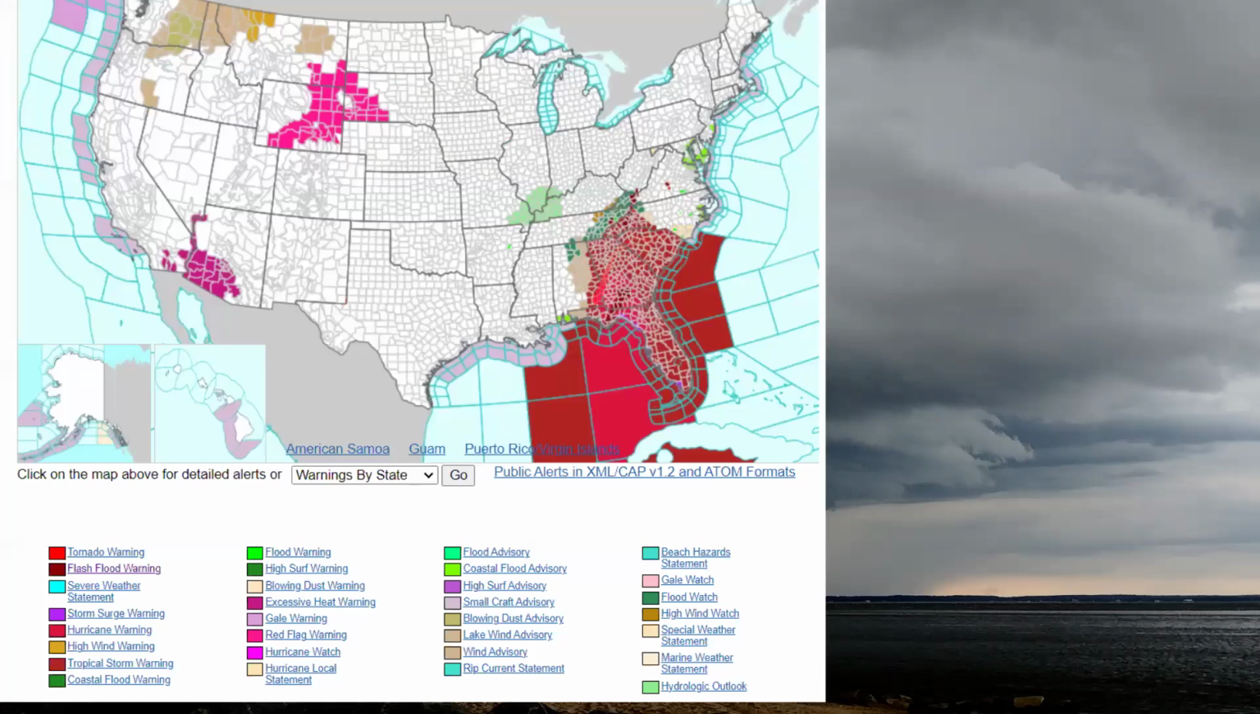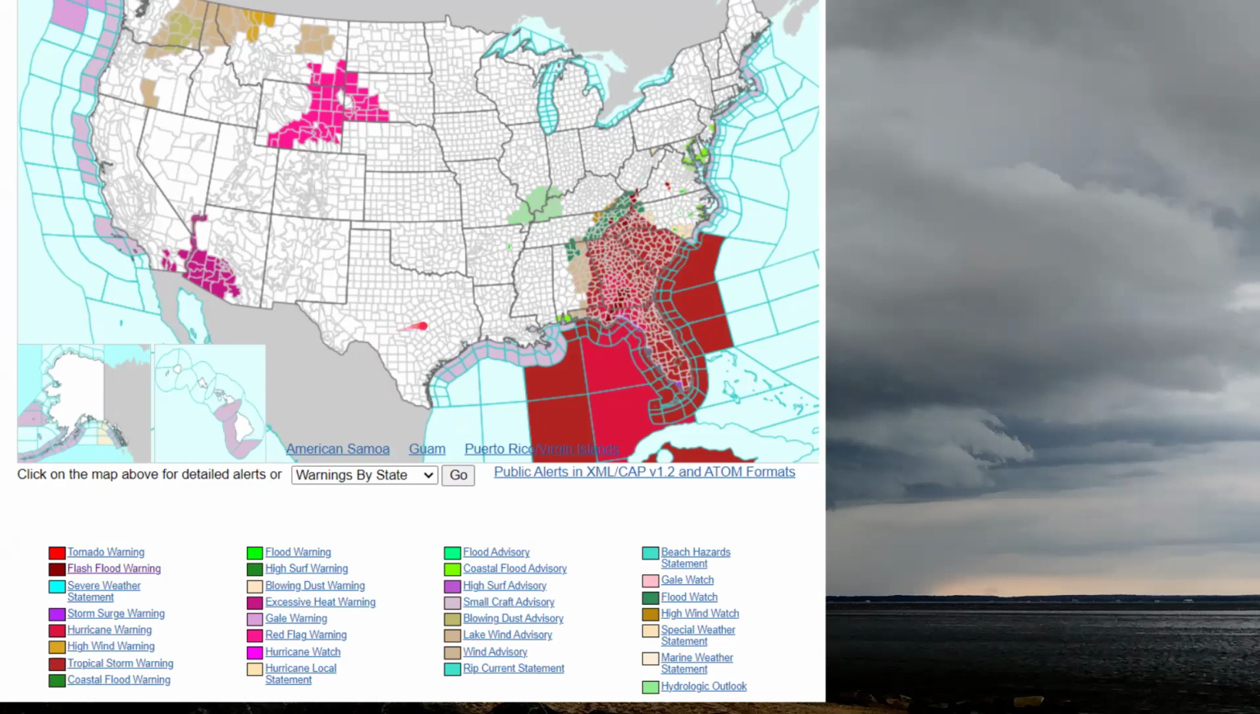Well, look at what we have right now. The whole entire states of Florida, Georgia, and South Carolina are all under some form of watch or warning. What is this dark red? The dark red is tropical storm warning. So what that means is that it's almost certain that these places are going to experience tropical storm conditions within the next 24 hours, probably 24 to 48 hours.